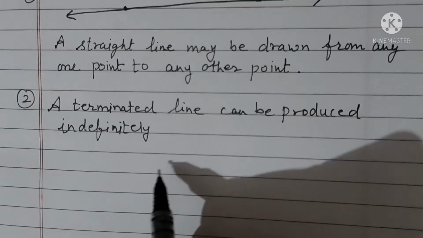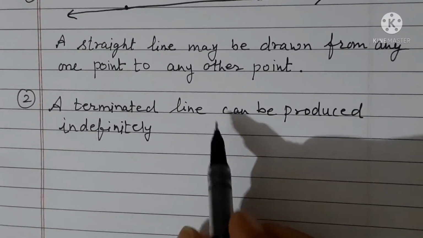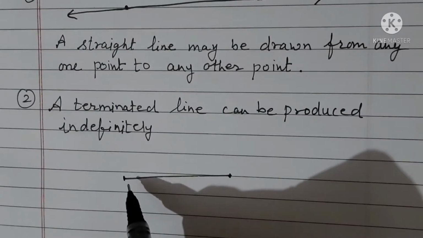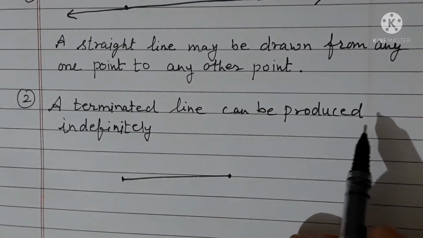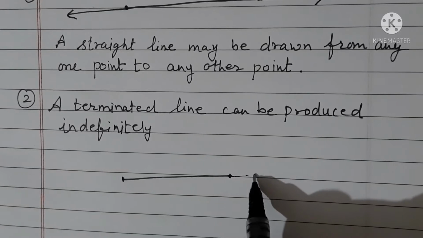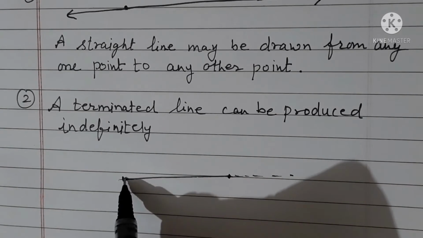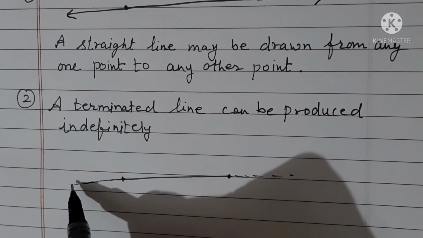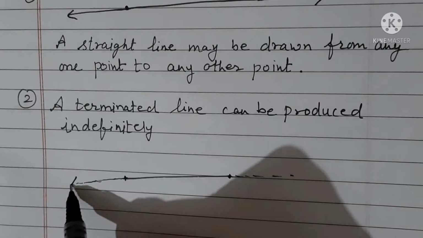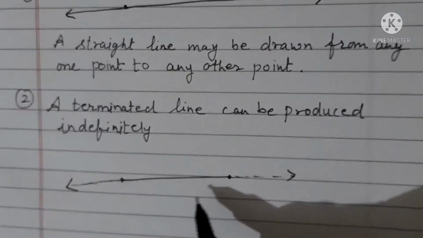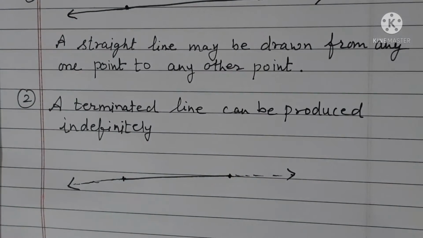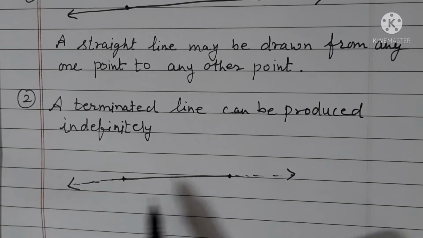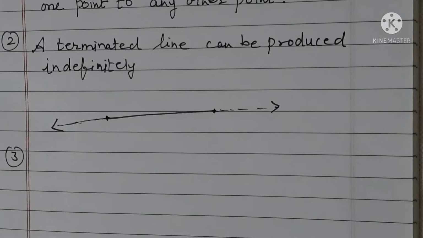And suppose a terminated line means a line segment has two endpoints and can be produced. You can produce it in both directions like this. And how much extent? Indefinitely, meaning it never ends. Now this shows that a line segment can be extended in both directions endlessly.